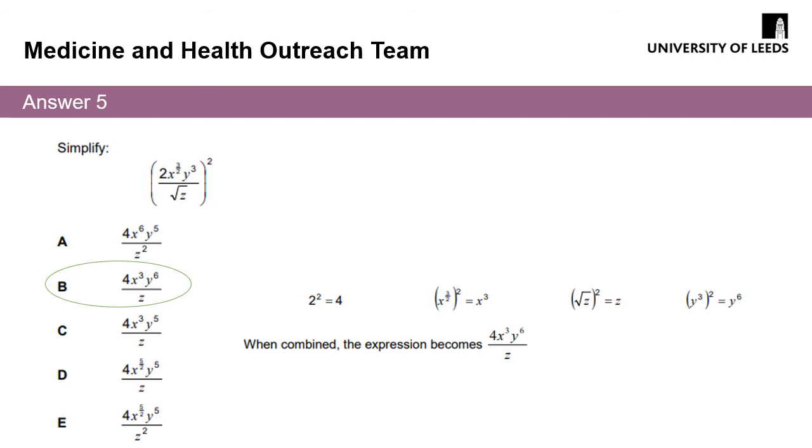After this, you've got to combine each simplified term, and overall the expression will become 4x cubed times y to the power 6 over z.